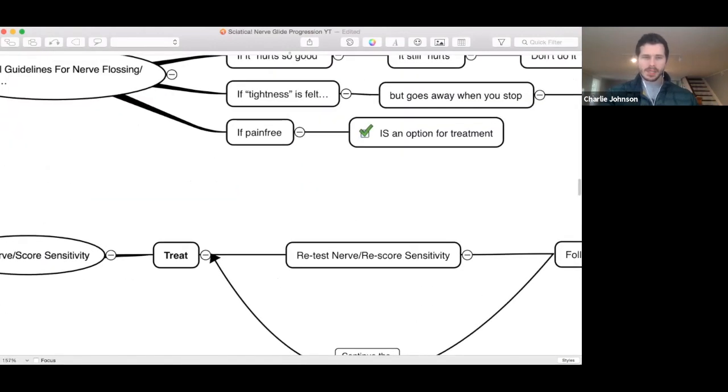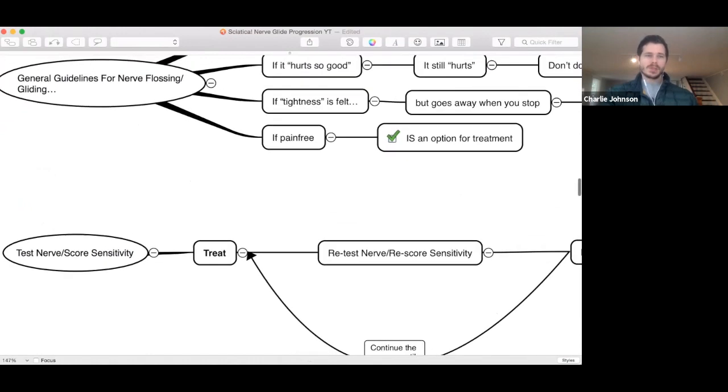So really the process is this. You want to have some baseline so that you understand, where am I starting? So when I do something, I can tell, is it working or is it not working? So you want to test the nerve and score the sensitivity. We'll chat about that in a minute. Then you want to treat. This could be any video you find on YouTube.